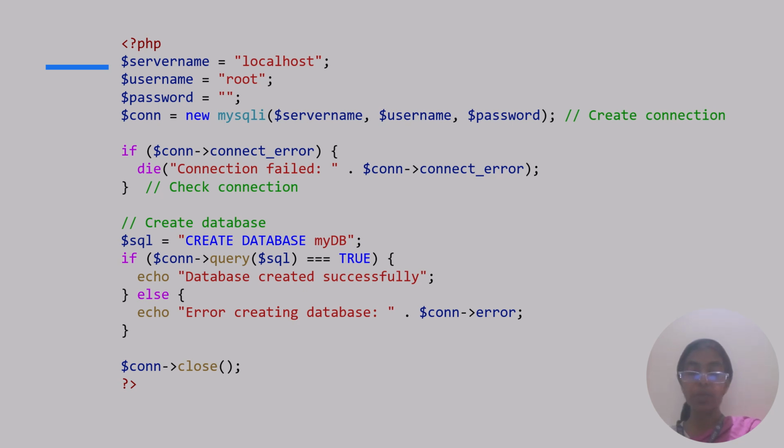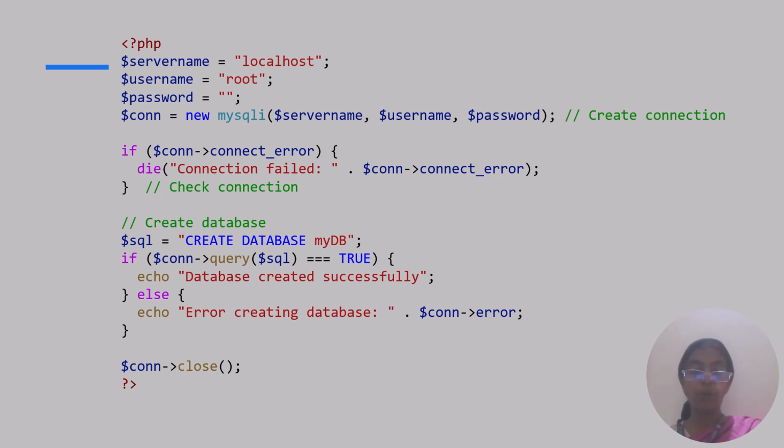That means we are closing the connection, because it is a good habit to close the connection immediately after use. So that's why we used connection close. That means hereafter if I try to execute any query, it will not run successfully because we have closed the connection. So let us see how to save the program and how to run the program.